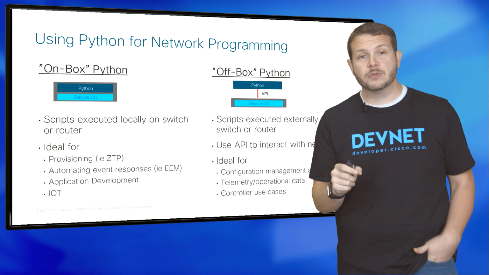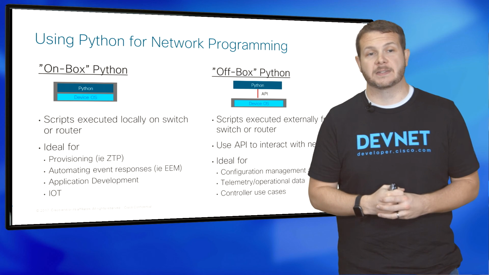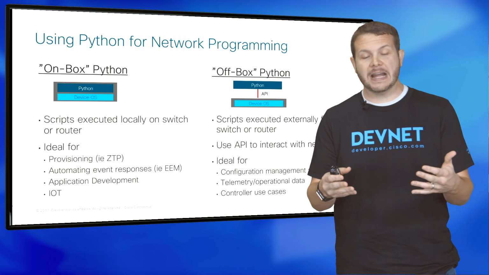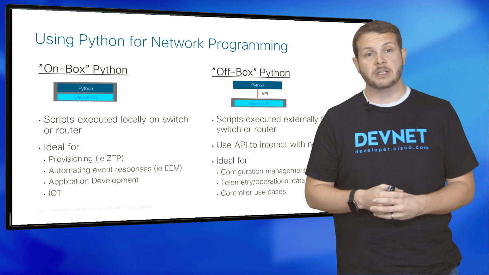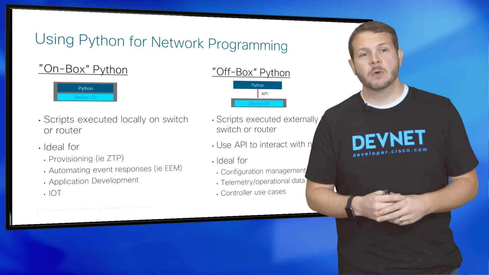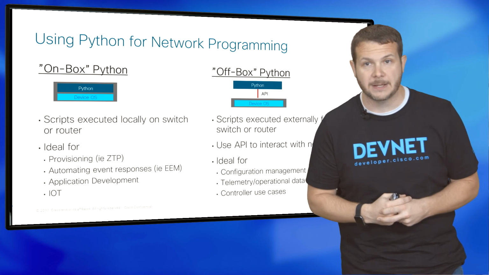And these are ideal for use cases where running that code at the edge directly on the host device makes a ton of sense. For example, provisioning use cases. During your day zero provisioning activities using ZTP, zero touch provisioning, or power on auto provisioning, POAP, on the Nexus switches, we can actually use on-box Python to run Python scripts during that provisioning process.